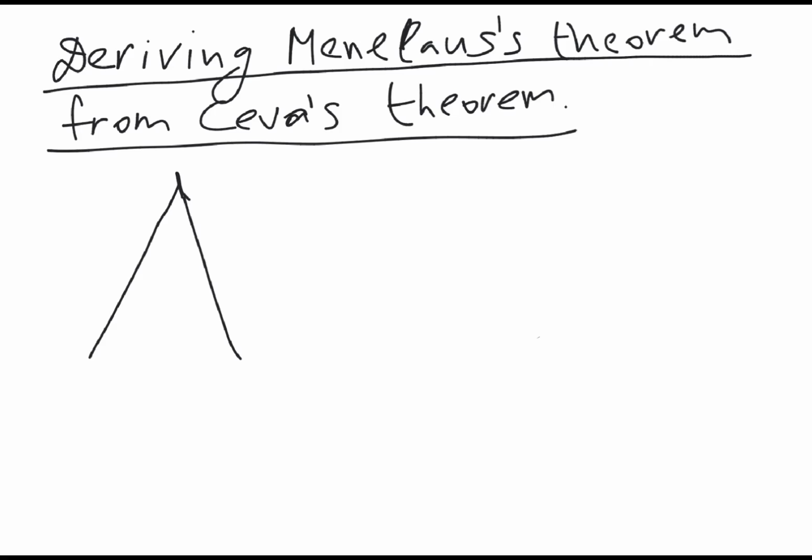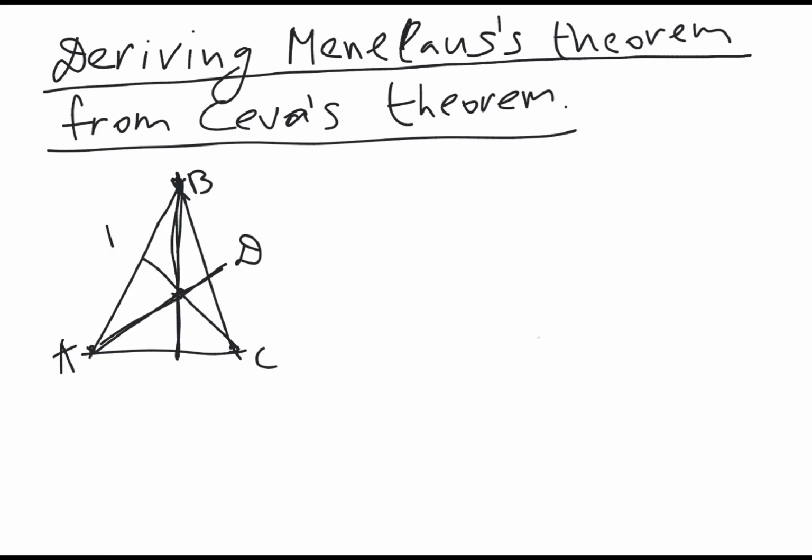kind of related to each other, that have statements that resemble each other. So in one case we have a criterion of when the segments connecting the vertices to some points on the opposite sides intersect at a single point. So this is the Ceva's theorem.